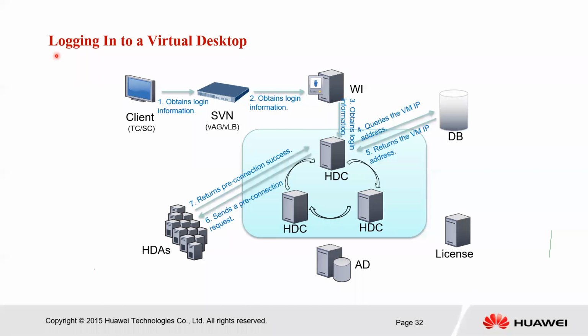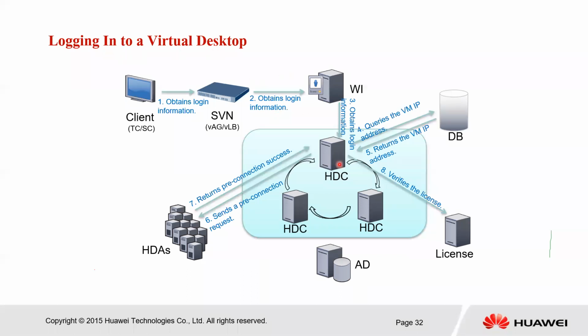Let me explain. The terminal device might be a thin client, a PC, a phone, or a tab. This is the actual end user, where the end user is managing his cloud desktop. The request will be sent to the load balancer, the VAG, the VLB, or the SVN. It will check with the WI. The WI will provide the web interface, and the WI will communicate with the HDC. The authentication is already done, right? Now comes the login process.